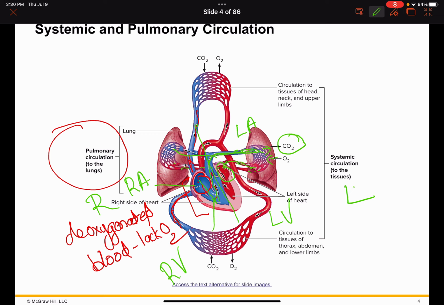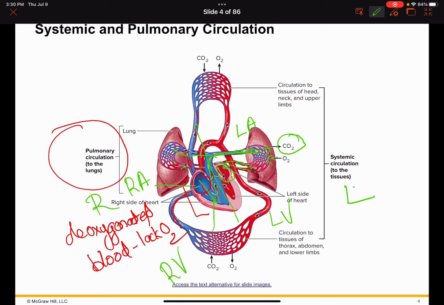You can see pulmonary veins. Veins are bringing the blood back to the heart. Arteries take the blood away from the heart, going away from the heart. Any blood vessels going away from the heart should be what? Arteries. Veins are the ones bringing blood back to the heart.